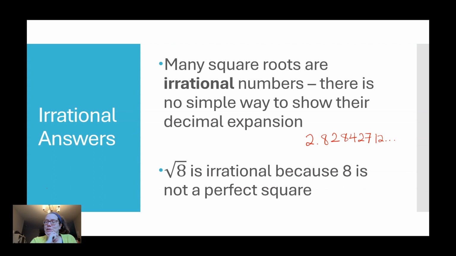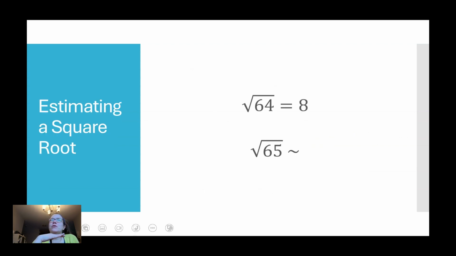The square root of 8 is irrational, and almost every square root is irrational because there aren't that many nice, perfect squares. We will look at more of these as we go through. So if you know some of your perfect squares, you can estimate a square root pretty nicely.